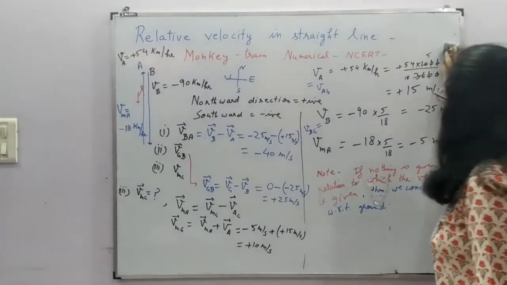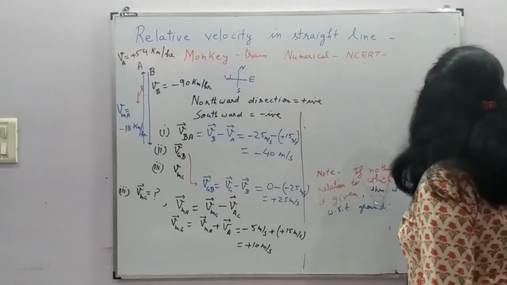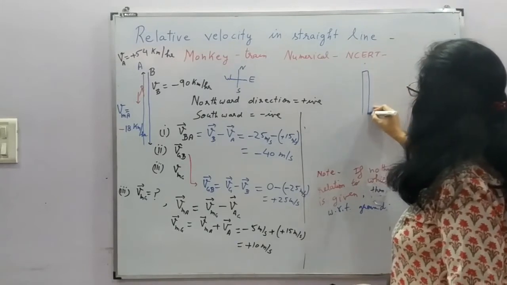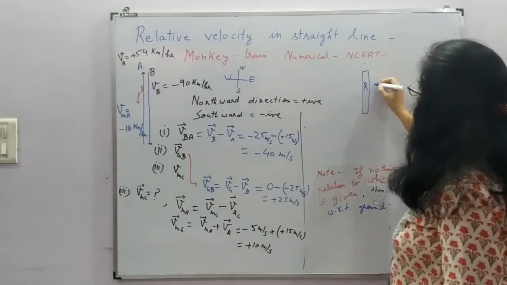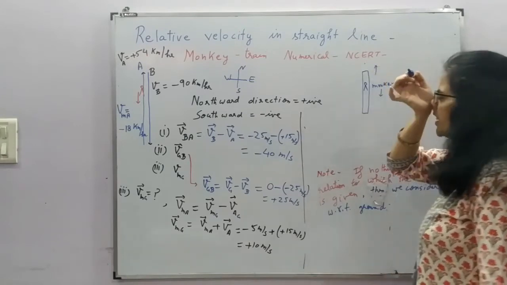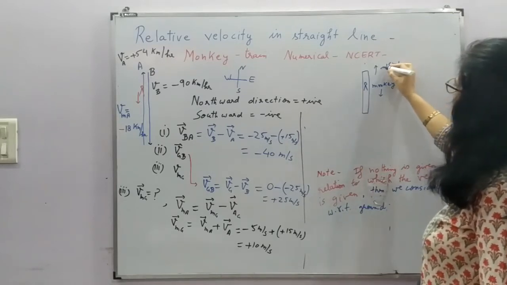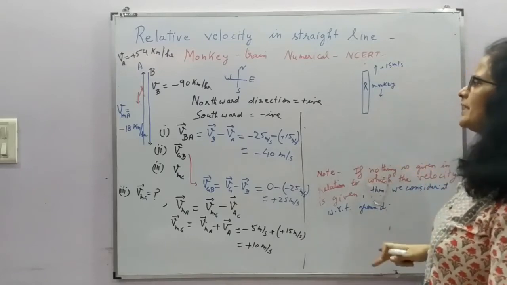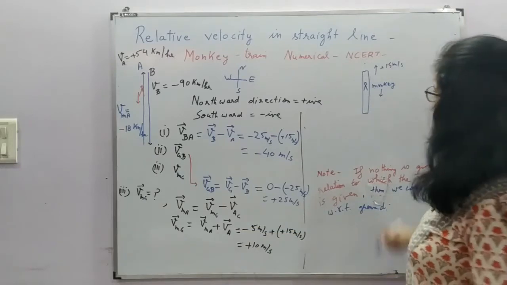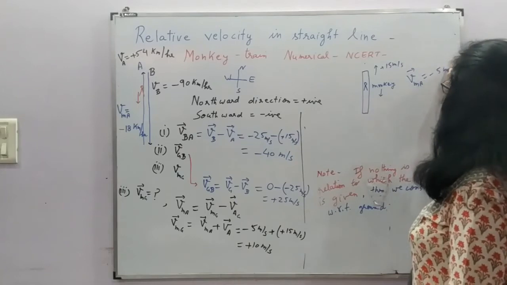Now another important concept I need to discuss here. For that I need to rub this part. Right? So in this case the train A is moving northward, right? And this is the monkey. The monkey is moving this way, the train is moving this way. The train is faster, so we can say that this is 15 meter per second this way, and monkey with respect to train A is minus 5 meter per second. We are saying that velocity of monkey with respect to train A is minus 5 meter per second.